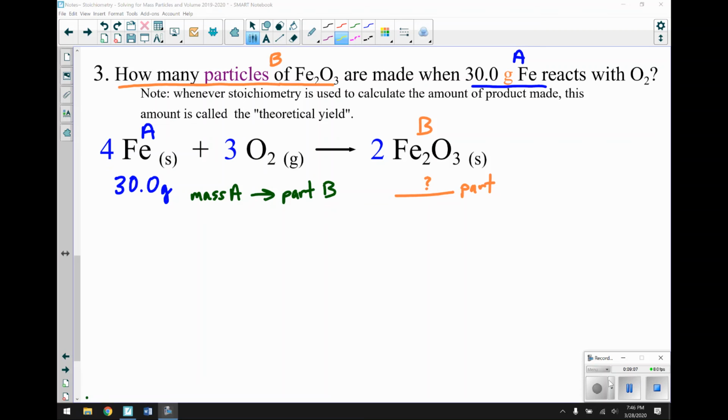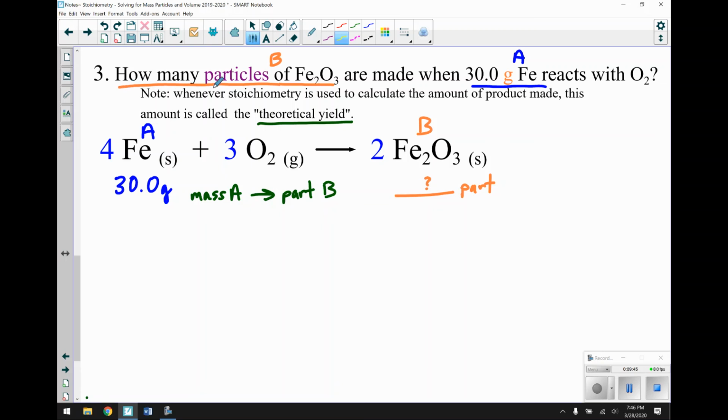Now before we go ahead and set up the solution to this, I just want to point out that this is the first time that we're actually calculating the amount of one of the products. In the previous 2 examples, we used the amount of iron to calculate the amount of oxygen needed. Guys, whenever you calculate the amount of a product using stoichiometry, stoichiometry predicts the exact amount of that substance you should make. And because it predicts the amount that you should make in theory, that amount is going to be called the theoretical yield.